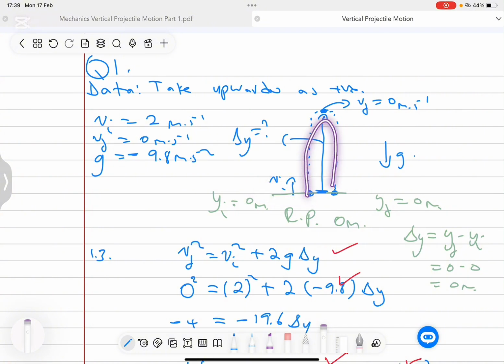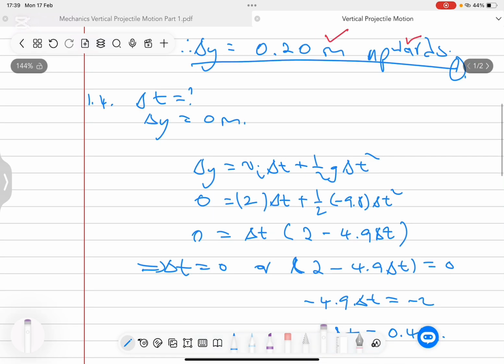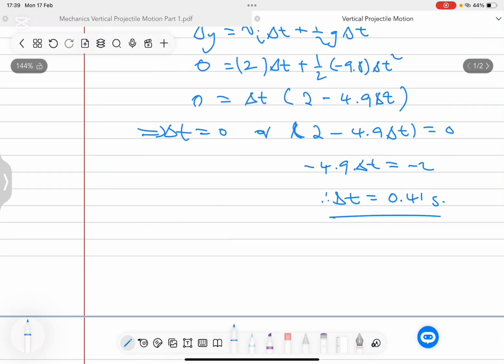But the 0.41 will be when it went up and came down here. So the time that we're looking for would be this one, right? Not this, because this is when it is at the starting position.